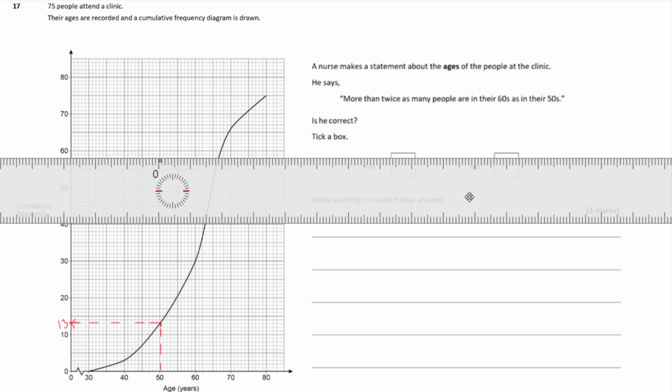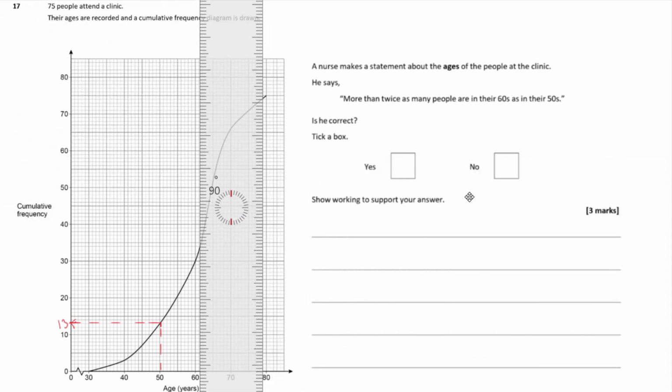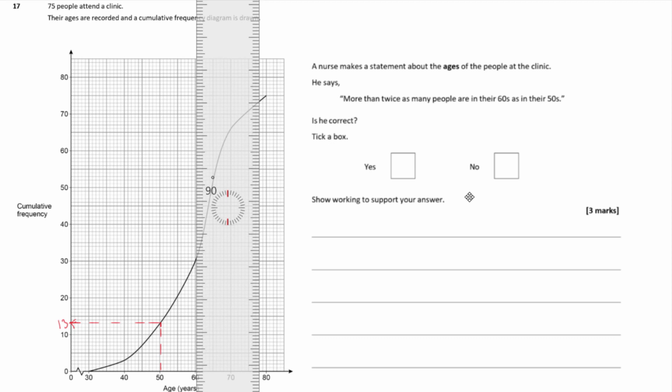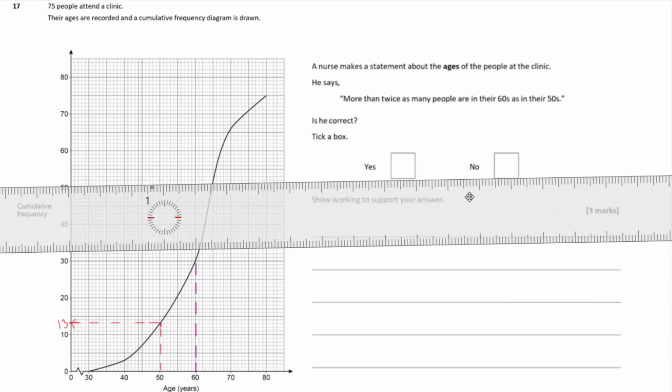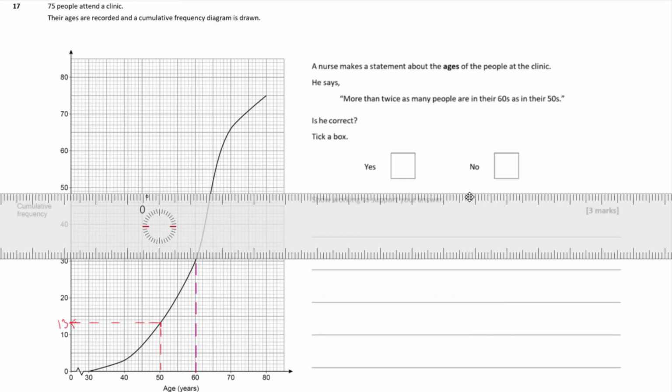Okay, let's carry on. Let's look at 60. How many people are 60 or less? So again, reading up to the curve and then across. That tells me that there are 30 people who are 60 or less.